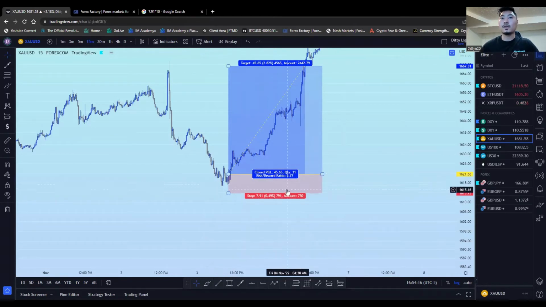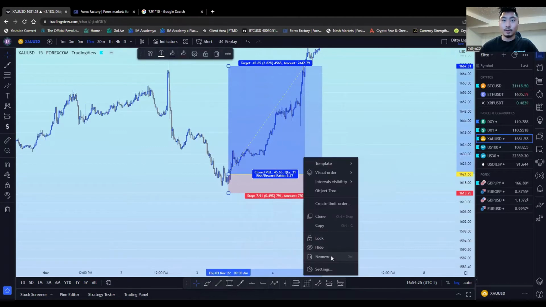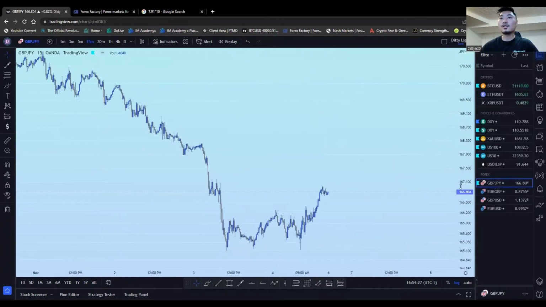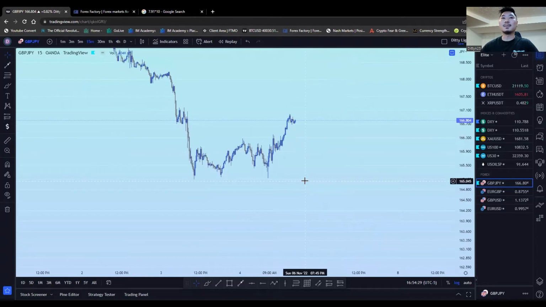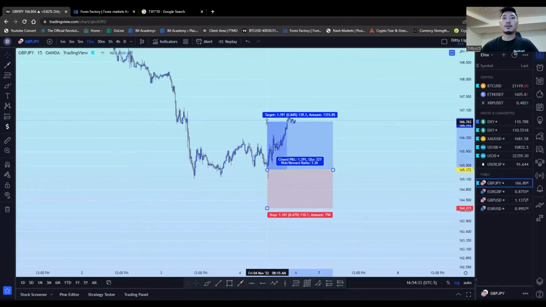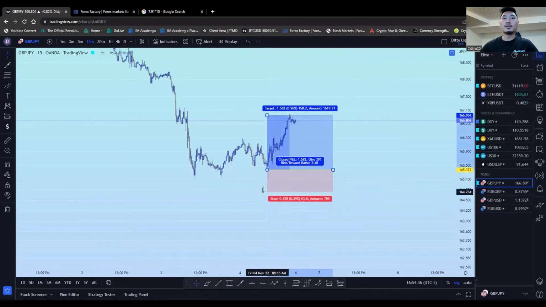Okay, so for the forex, the pip count was here in the middle, but not in this case for gold. Okay, so let's go on GBP JPY. GBP JPY would be the same as GU, right?